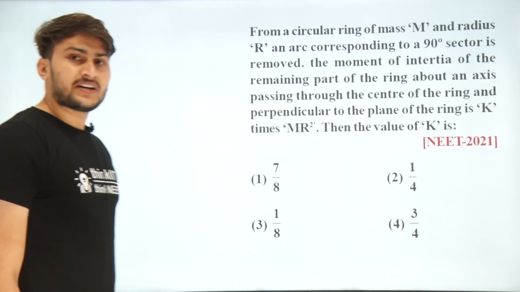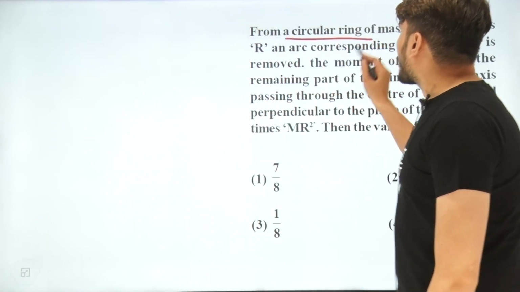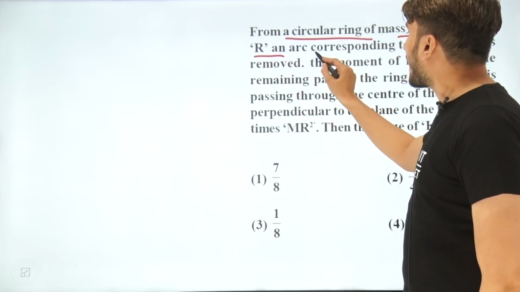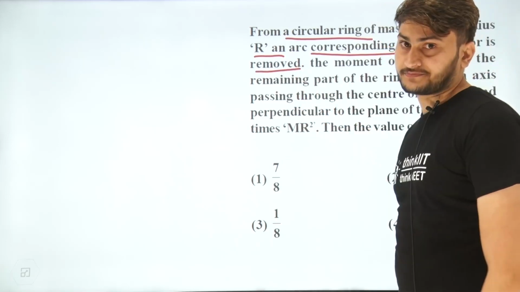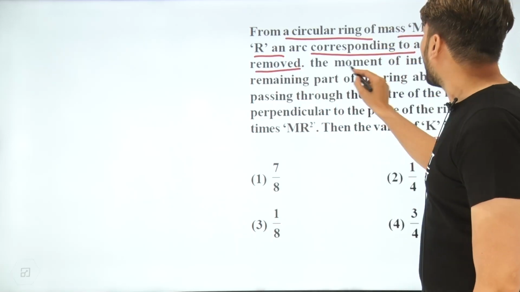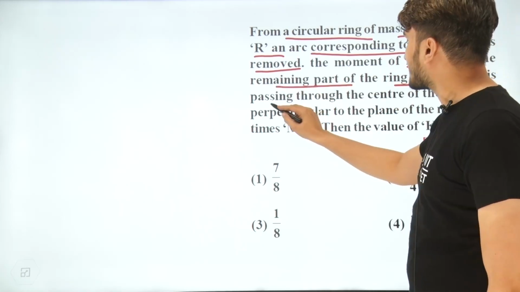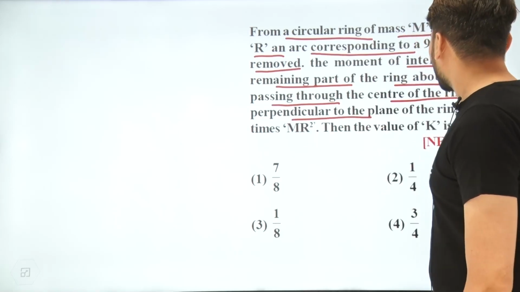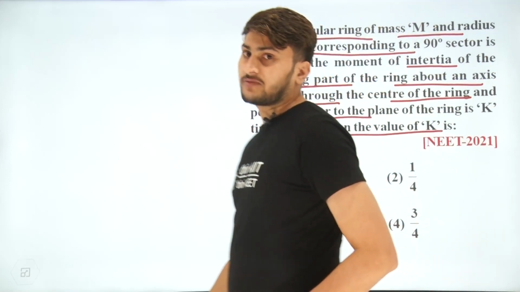Thank you. Hello students, the question is asking: from a circular ring of mass m and radius r, an arc corresponding to a 90-degree sector is removed. Now the moment of inertia of the remaining part of the ring about an axis passing through the center of the ring and perpendicular to the plane of the ring is k times mr square. Find the value of k.